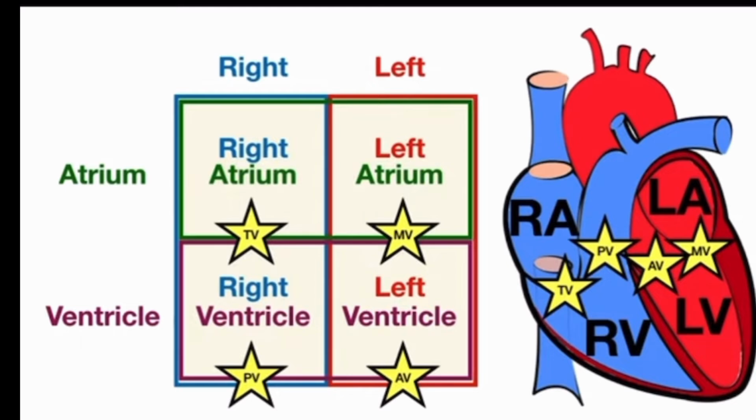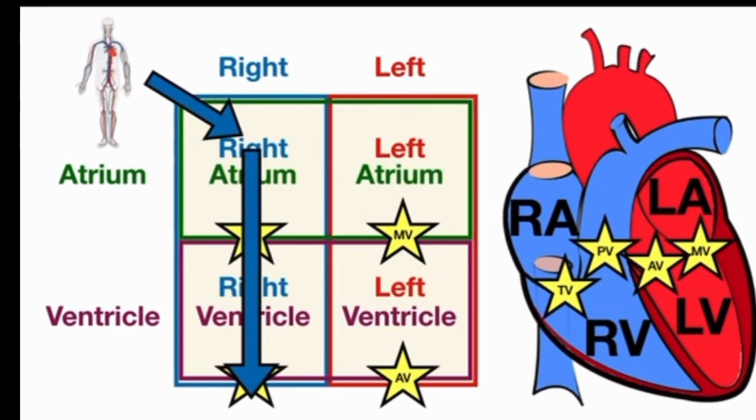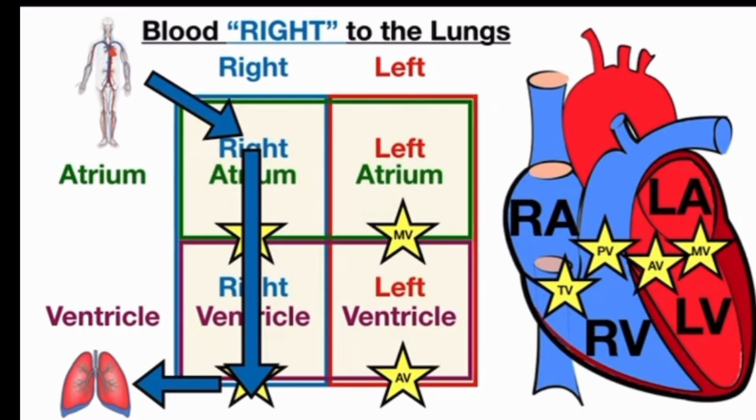First, all of the deoxygenated blood in the body will drain into the venous system and enter the right side of the heart, specifically the right atrium. The blood will then travel from the right atrium through the tricuspid valve and enter the right ventricle. The blood will then exit the right ventricle through the pulmonary valve and enter the lungs to be oxygenated. So the main goal of the right side of the heart is to deliver deoxygenated blood to the lungs so it can become oxygenated. An easy way to think about the function of the right side of the heart is it delivers blood right to the lungs.